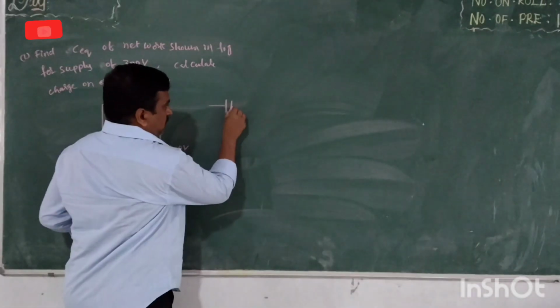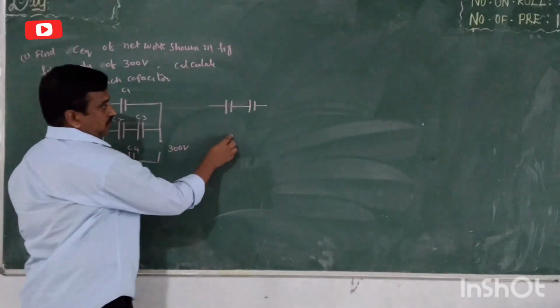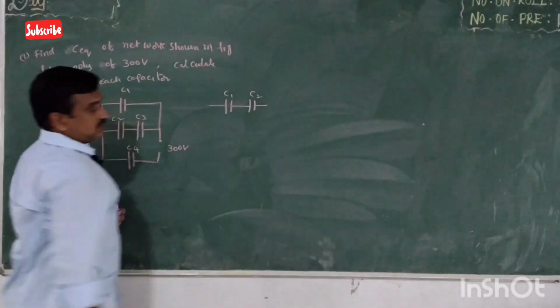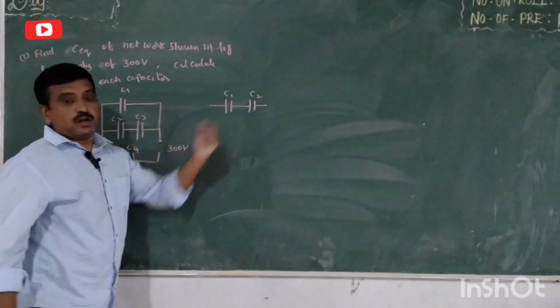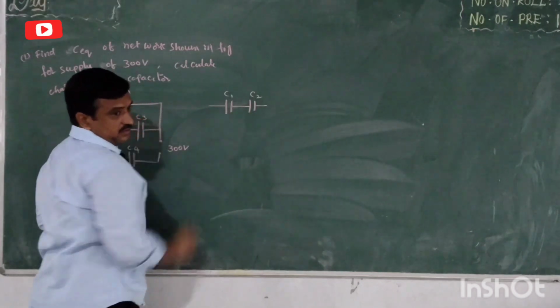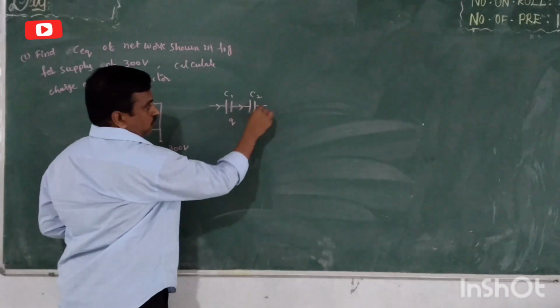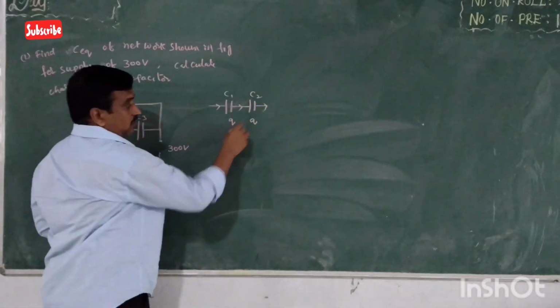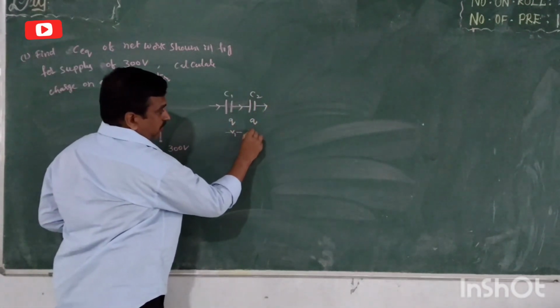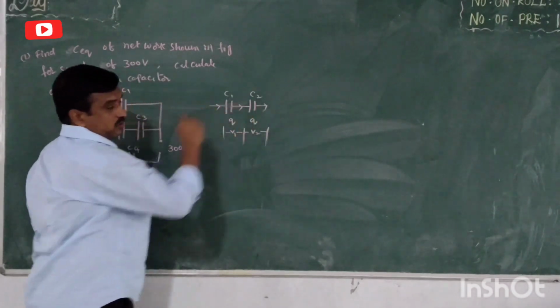For that, first we discuss what series and parallel connections of capacitors are. For example, C1 and C2, two capacitors are connected in series, means end to end connection. When capacitors are connected in series, charge is the same. Here charge Q, here also Q, here also Q. The potential is divided: V1 at C1 and V2 at C2.